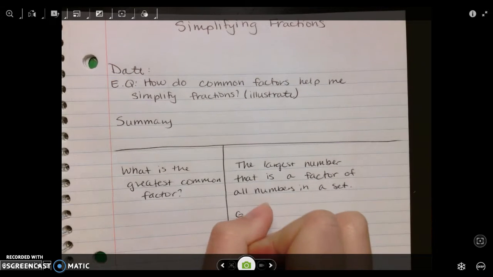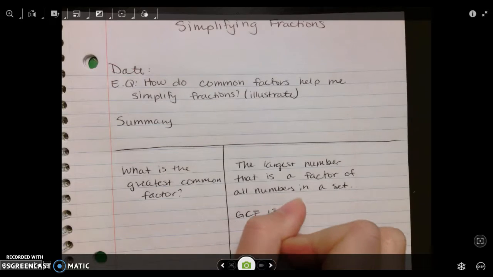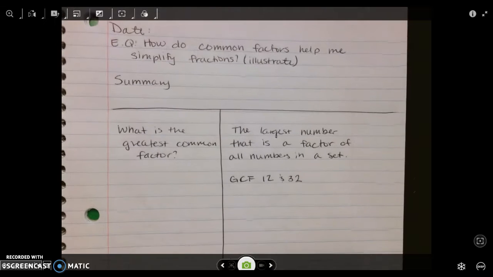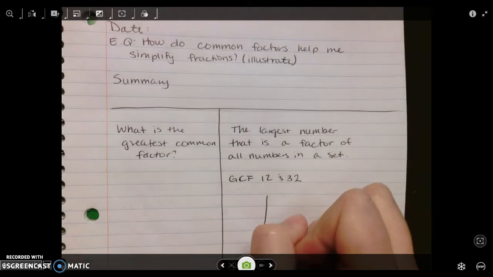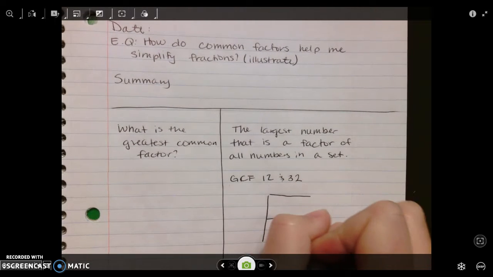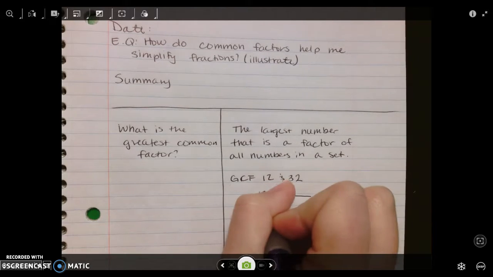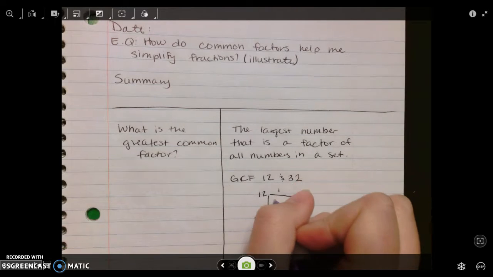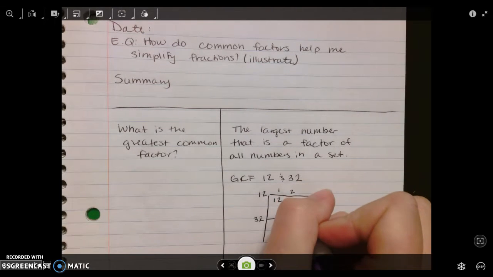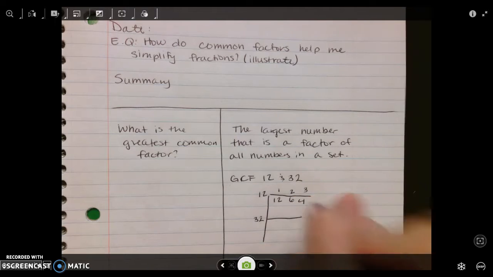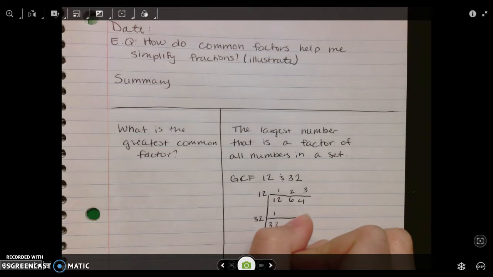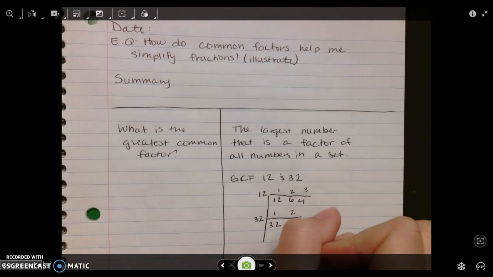So for example, we need to find the GCF of 12 and 32. A strategy that we've used in the past is just making the giant F. That's just a way to organize our list, but it's not the only way that we have to do it. So I have 12, I have 32. What are factors that make 12? I have 1 and 12, 2 and 6, 3 and 4. For 32, I have 1 and 32, 2 and 16, and then 4 and 8.